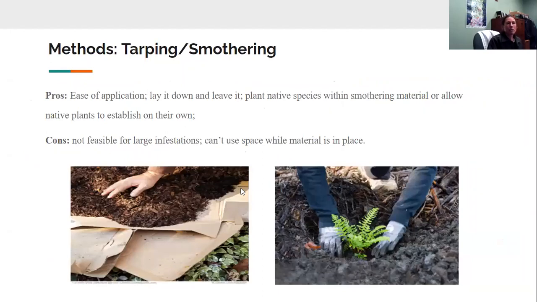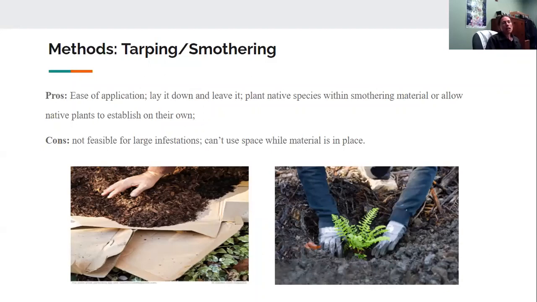So the pro for this method is the ease of application. You essentially lay it down and you leave it. And like I said, I think a pro is that you can plant native species within the smothering material, or you can allow native plants to establish on their own. And they'll do very well because they don't have the competition from other plants.